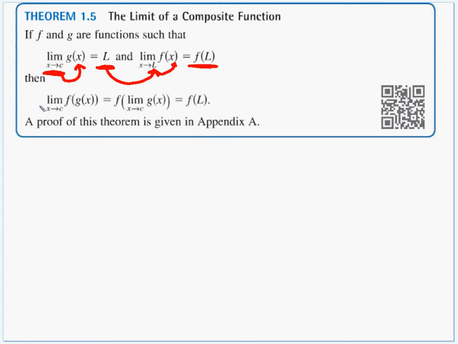So then we could write the limit as x approaches c of f of g of x. Here the functions have been composed. That's the same thing as f of the limit of g of x, which is just L, so that becomes f of L.